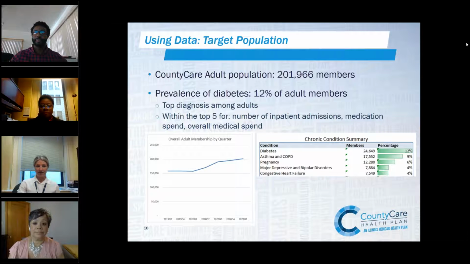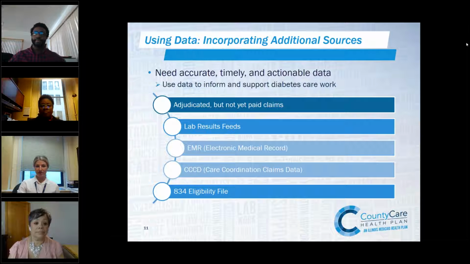On the next slide, this is where we'll discuss data capture, as data capture is key to supporting CountyCare's diabetes care work. Providers and care coordinators need accurate, timely, and actionable data. CountyCare has worked to incorporate additional data sources into our HEDIS measure performance to paint a more complete picture of the diabetes care services members need. This includes gathering HbA1c results from a results feed with several lab vendors and incorporating electronic medical record data to monitor blood pressures, for example.